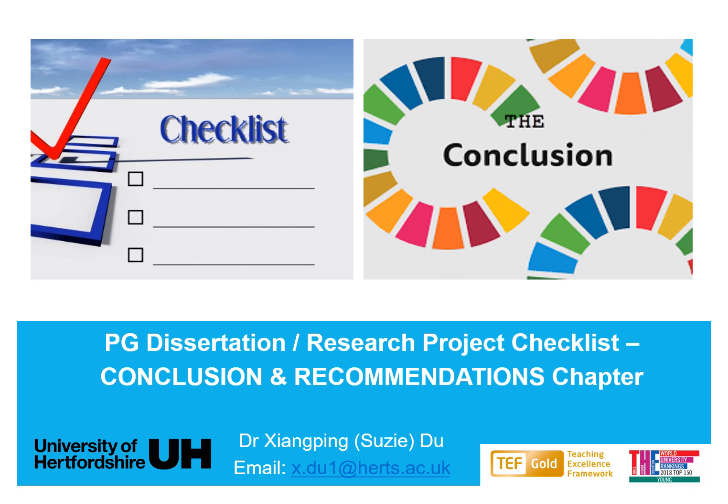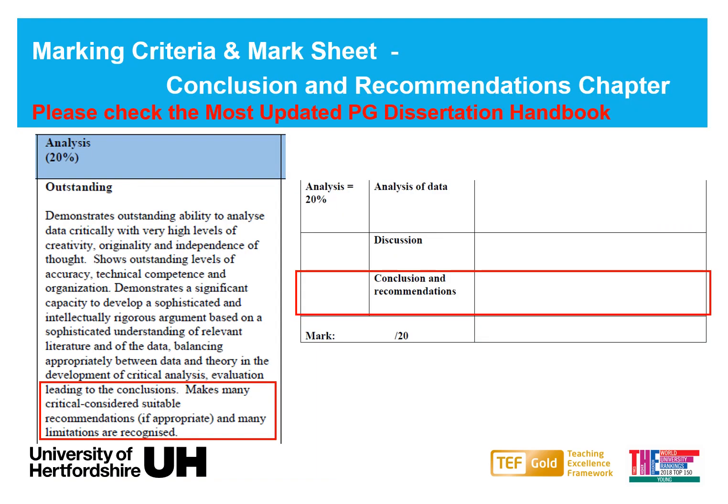This is one of the series postgraduate dissertation or research project checklist. And this is the checklist for the conclusion and recommendations chapter. And this is the last chapter of the main body of a research. Conclusion and recommendations are marked together with the findings and analysis chapter.